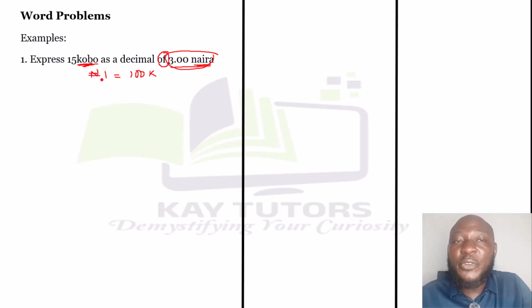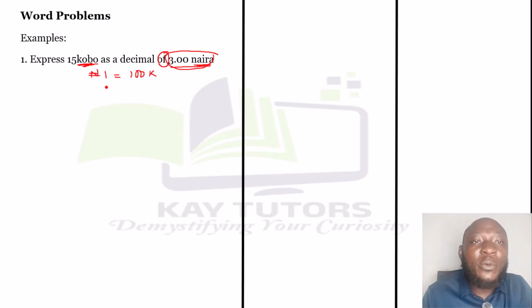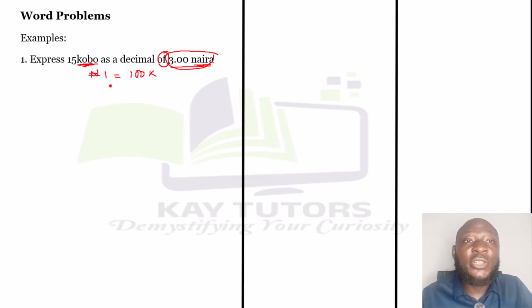Or for every 1 pound, you have 100 pence. For every $1, you have 100 cents. So you have to take note of that. Initially I said you should take note of "of" here. "Of" here simply means it's going down. Number 1, that is your denominator.